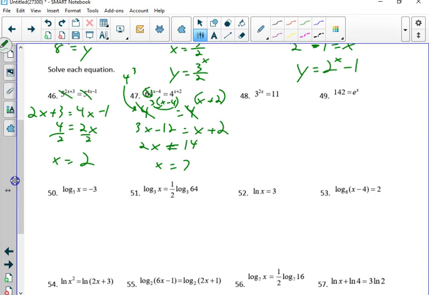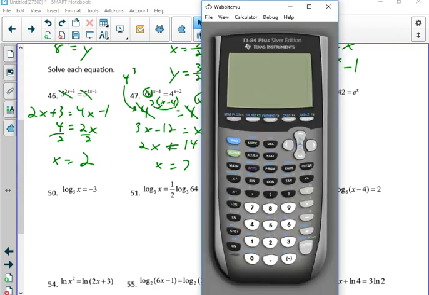Okay, now this one I need to log both sides. Remember, this is going to go out in front of my log. So 2x log 3 equals log 11. I want to get x by itself. So I'm going to divide both sides by log 3. At this point, use your calculator. Log 11. Close these parentheses. Don't forget that. Divided by log 3.